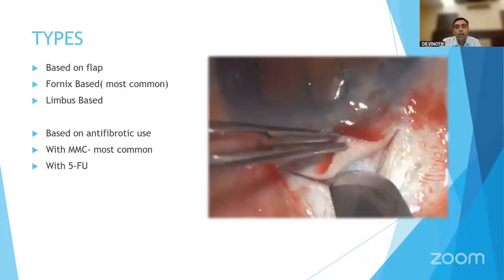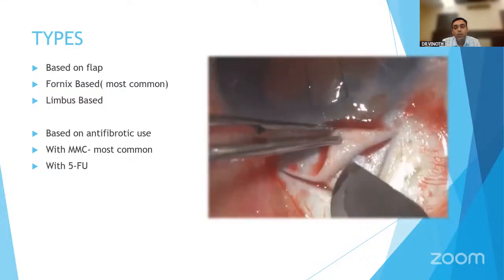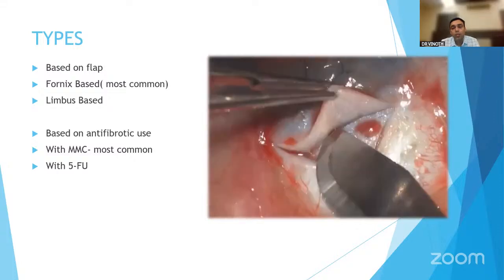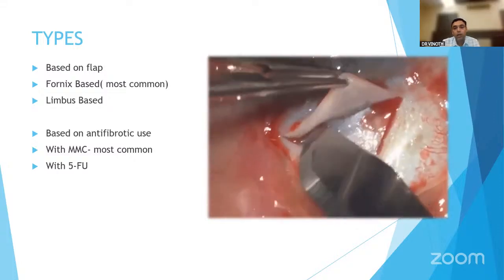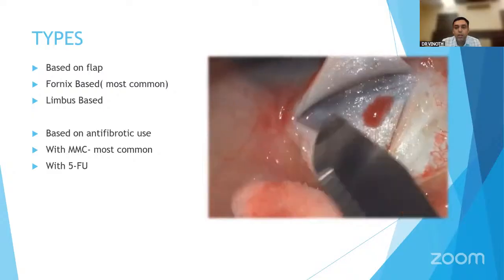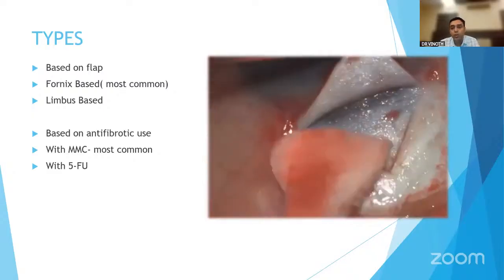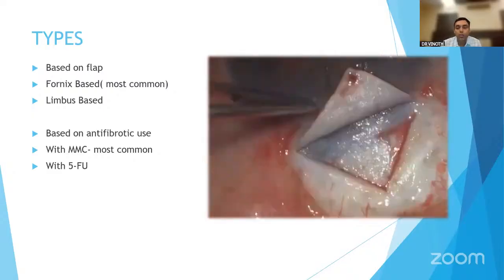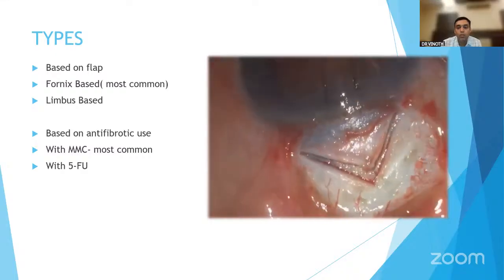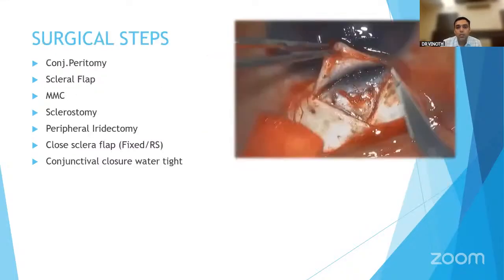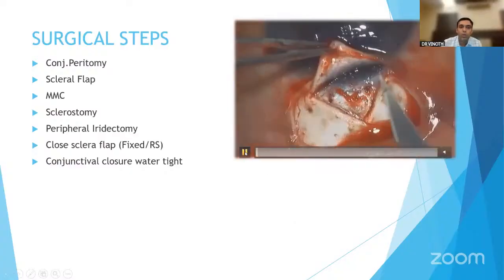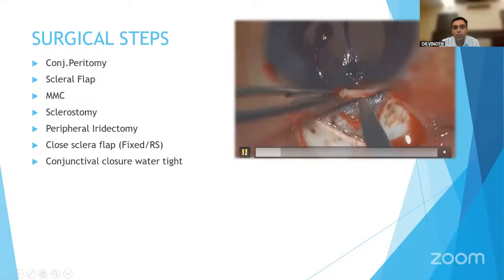The considerable thickness is the most important point we have to keep in mind while raising the flap, because it shouldn't be either too thick or too thin. And do proper cautery so you have a full, nice view of the flap. So you have a nice, considerable amount of thickness in the tissue. So following a conjunctival peritomy, a flap is raised.